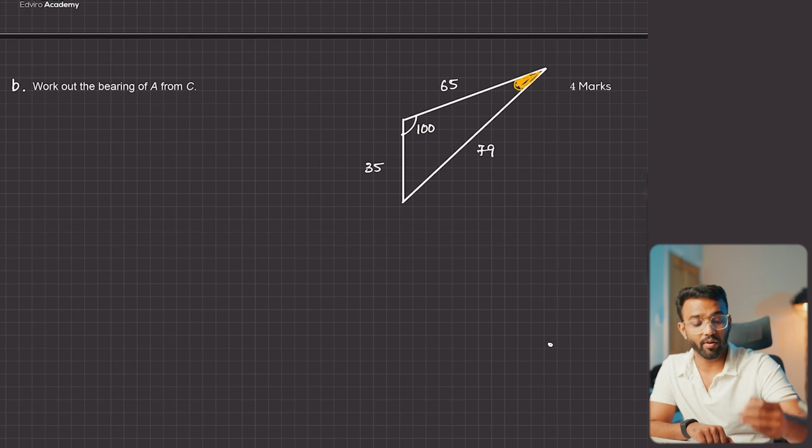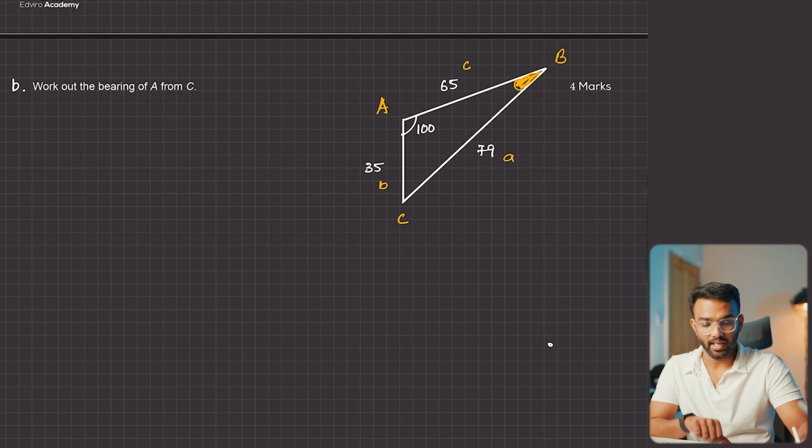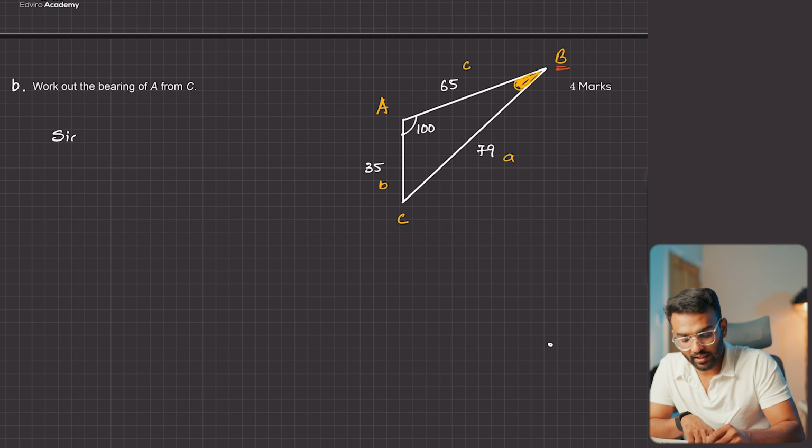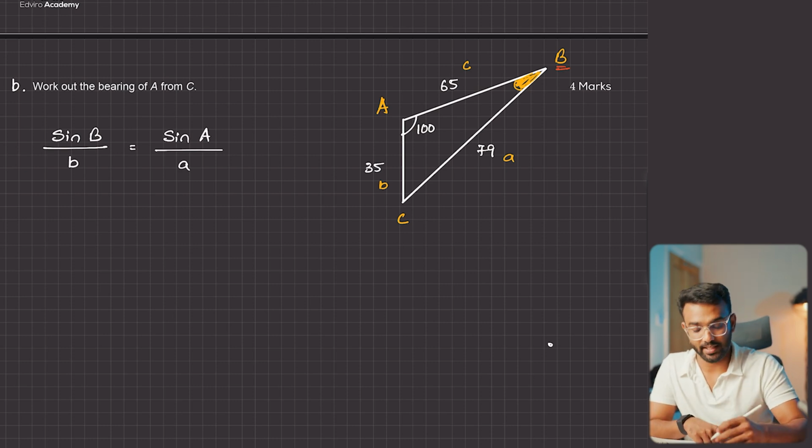All right. Just for our reference, I'm going to name this as angle A, little a, angle B, little b, and this is angle C. So this is little c. Okay. So here we are after angle B. And therefore I will write sine B over little b equals sine A over little a. It doesn't matter which way you write it, it's the same thing.